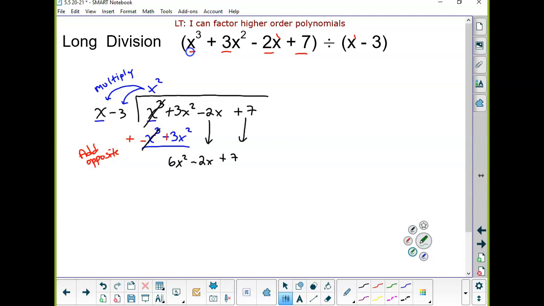But this time, my goal is to make the x look like 6x squared. So what will I multiply by? 6x. Again, if you want, you can draw your arrows. But we get 6x times x, which is 6x squared. And 6x times negative 13 is a negative 18x.